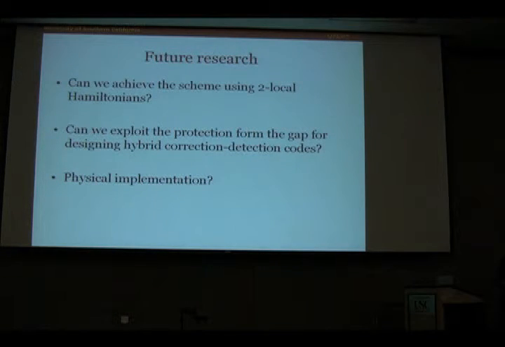Okay, so I'd like to mention a few problems that this study presents. As I mentioned, is it possible to implement this using 2-local Hamiltonians in order to have this physically realizable? It is also interesting to know that the gap that separates the ground and excited space might provide some natural protection against decoherence. So is it possible to exploit this to design some more efficient codes which combine, say, correction with protection from errors? And finally, are there physical systems where it might be useful to implement this approach?